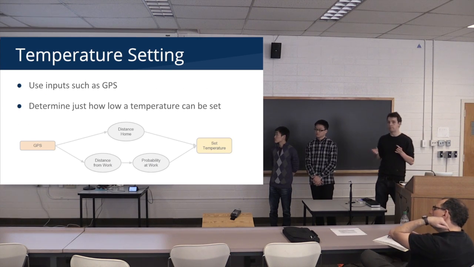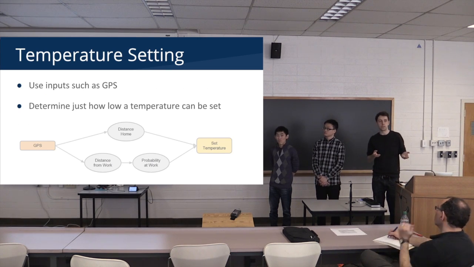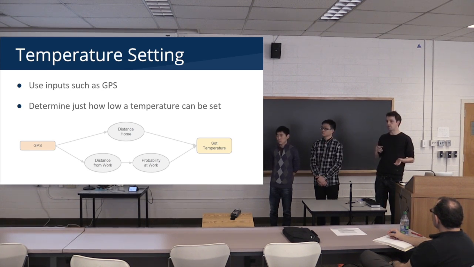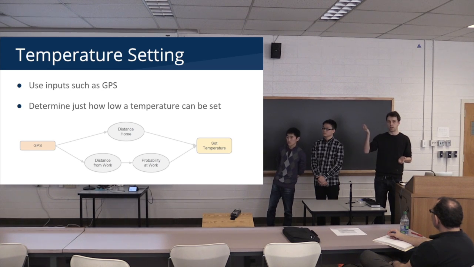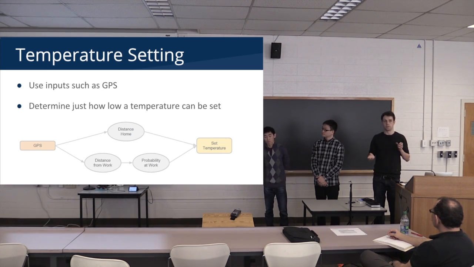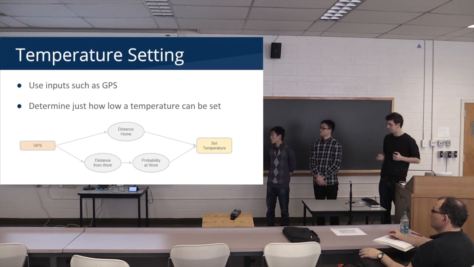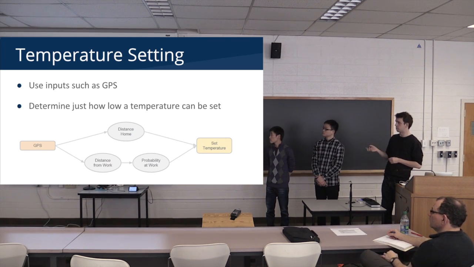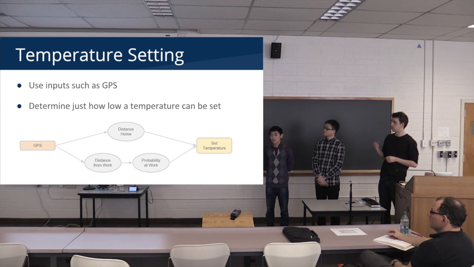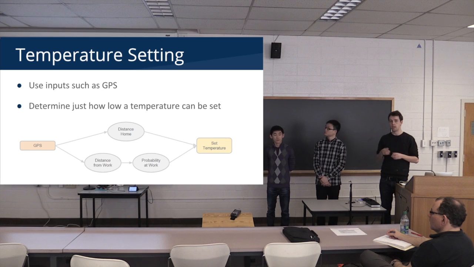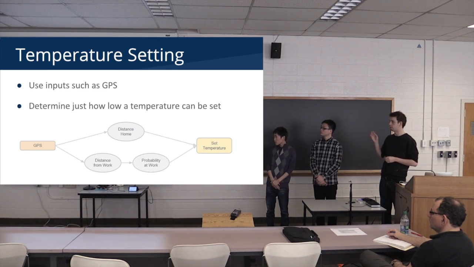So there's a fine balance here because on the one hand you need to reduce the temperature to a level where you can actually save energy, but on the other you have to, at any time when the user starts to return home, bring the temperature back up to room temperature. So to tread this fine line, we created a temperature setting algorithm that takes an input such as GPS, transfers that into information like the distance home or how close you are to work, and then eventually calculates from this information a set temperature.